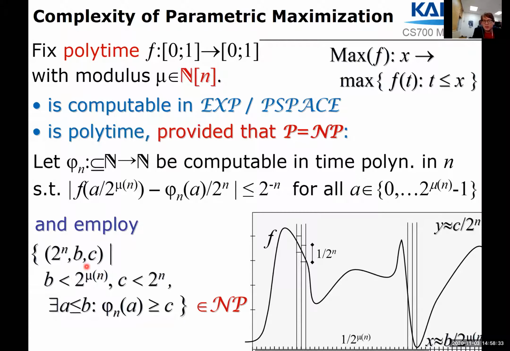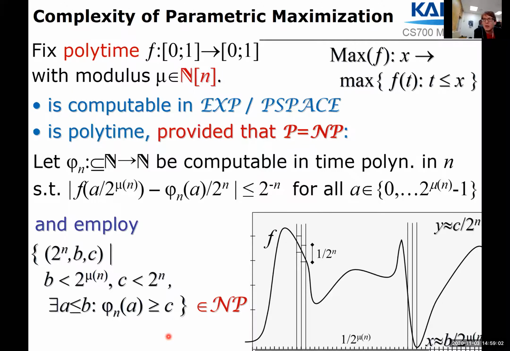Given these three numbers, does there exist a witness A of value less than B, such that the discrete function phi n of A exceeds the third argument C? Okay. And why is this a useful decision problem? I will explain in a minute. But for now, let's record that this is a decision problem in NP.